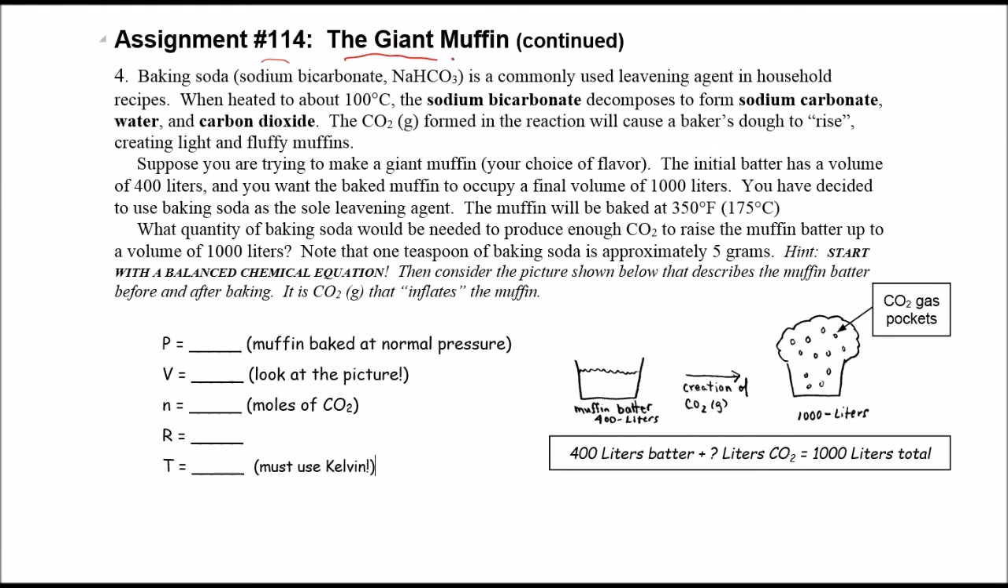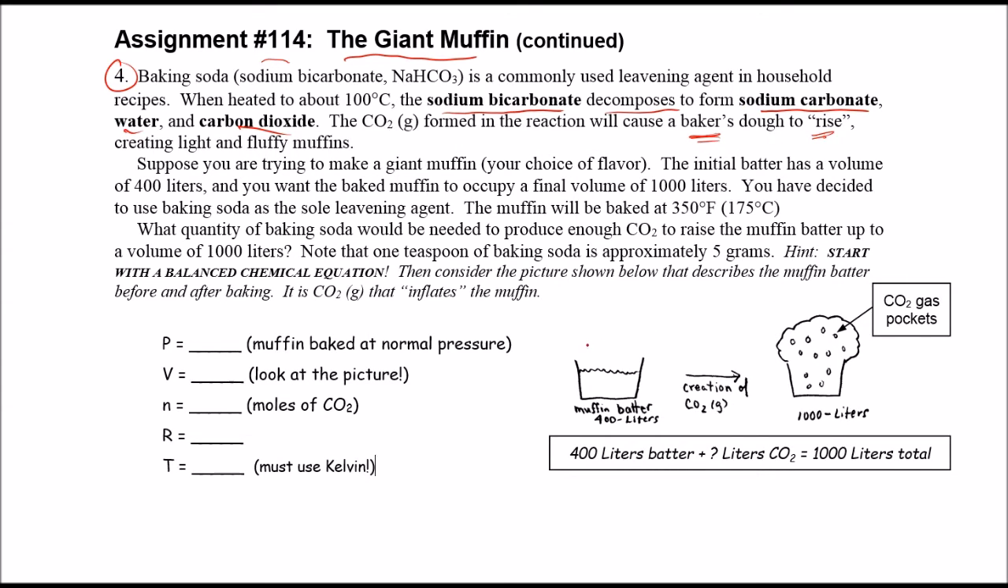Here I'm on the Giant Muffin problem, number 4. There are quite a few things to read here. First, there's this description of the reaction. Sodium bicarbonate decomposes. You've actually seen this in the fire extinguisher lab to form sodium carbonate, water, and carbon dioxide. Carbon dioxide gas is good for bakers. It causes doughs to rise.